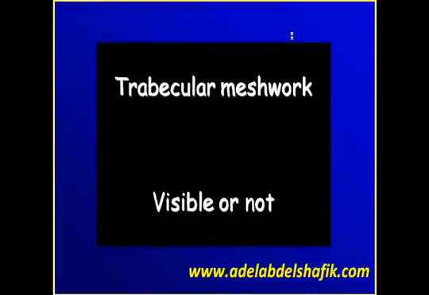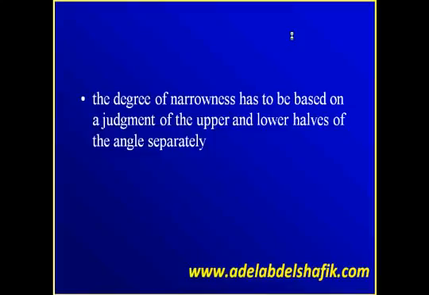The point is, you need to see the trabecular meshwork. Is it visible or not? If it's not visible, then you are dealing with an occludable or occluded angle. You need to depend on your judgment, and keep in mind examining the upper half and the lower half of the angle.